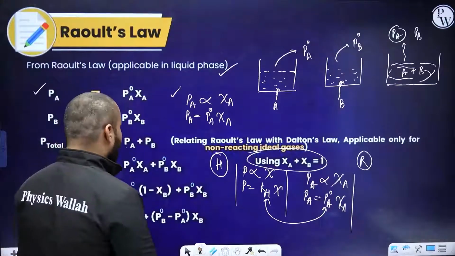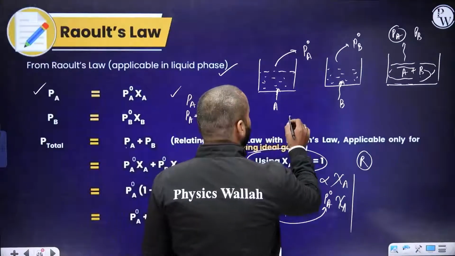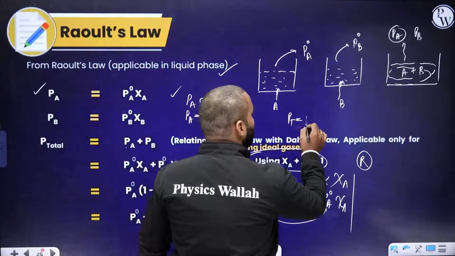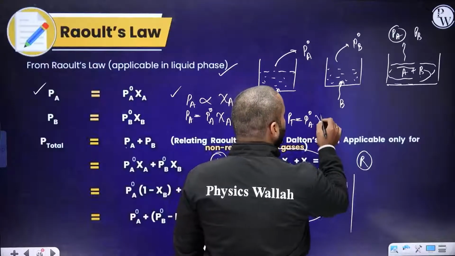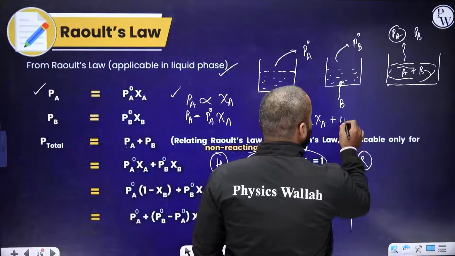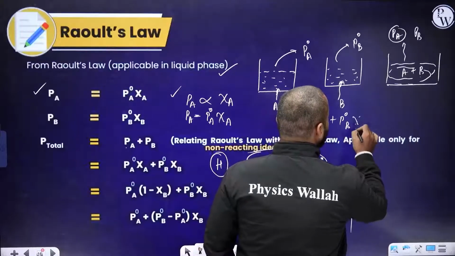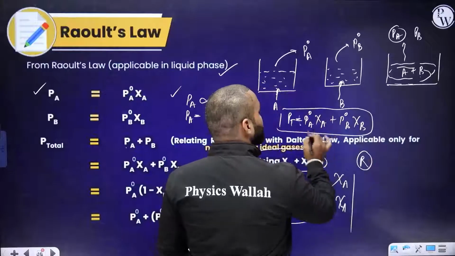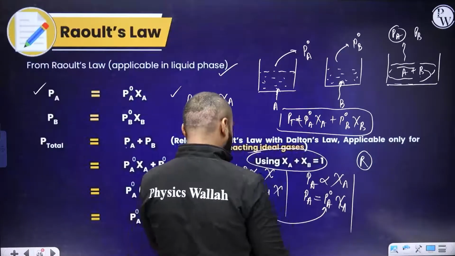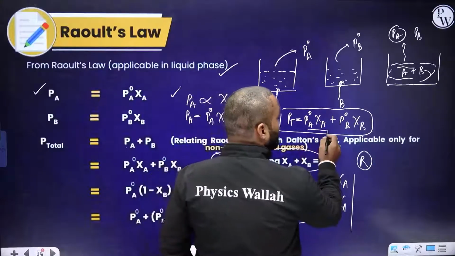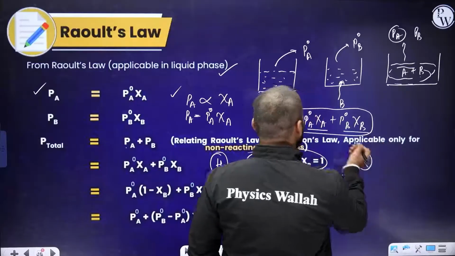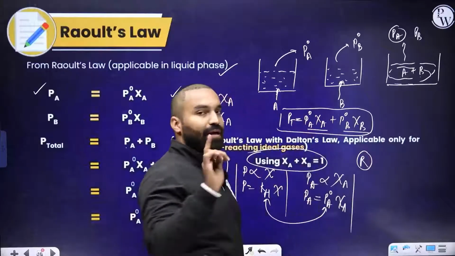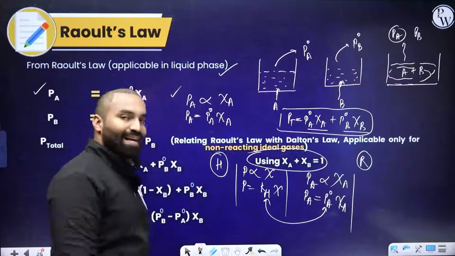So Raoult's law final expression comes out to be, I'm writing it here, P total is equal to P naught A chi A plus P naught B chi B. This is by virtue of Dalton's law of partial pressure, which involves this Raoult's law. This thing is known as Raoult's law. This is due to Raoult's law, but this summation is due to Dalton's law. Remember. Okay, let's move further.